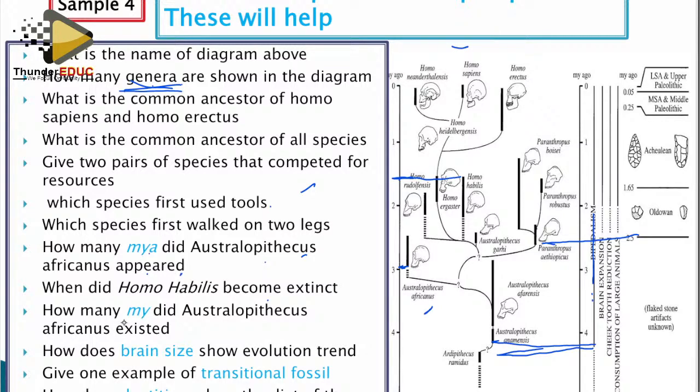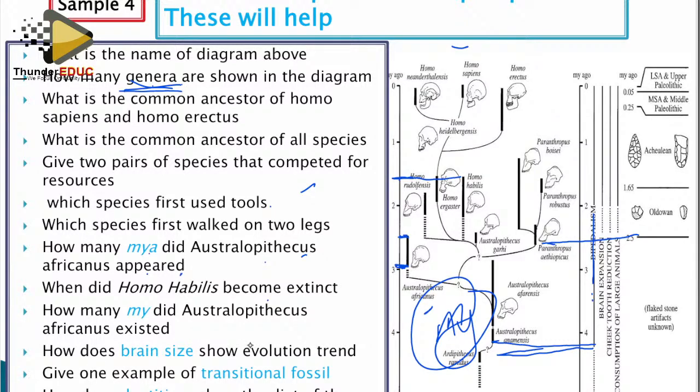They are asking how many million years Australopithecus africanus existed. So you have Australopithecus africanus, where it started and where it ended, then you subtract. Then you say million years. Here you don't say million years ago, because they're asking for a duration.